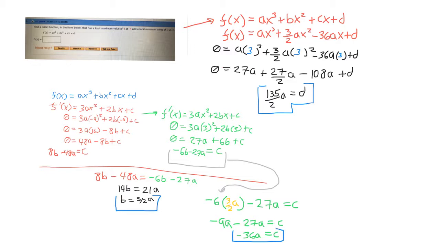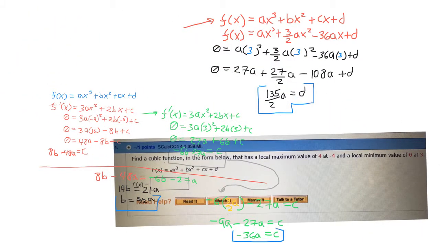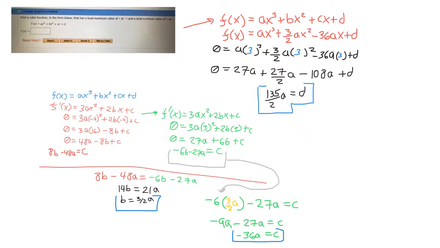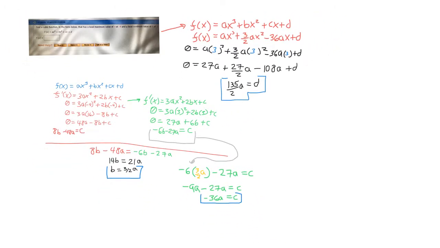And we also worked with this information here, where we know that when it comes to the original function, when x is 3, y is 0. But we could also take advantage of the fact that when x is negative 4, y is 4. And believe it or not, now that we've solved for every other letter in terms of A, we could figure out what A is by using that other point. Okay, so here's what I mean by that.